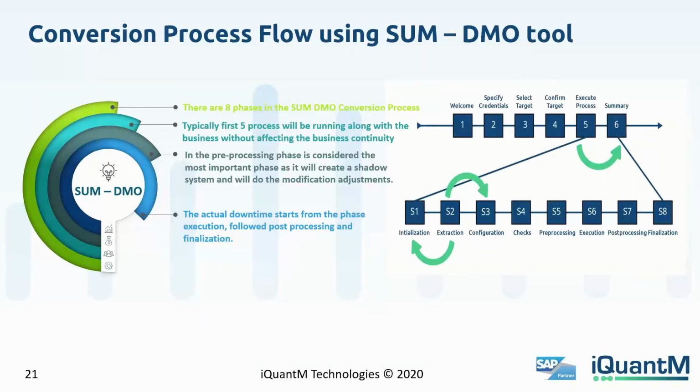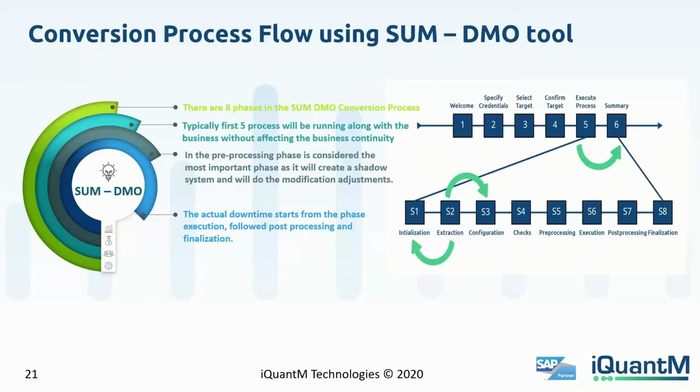So I would like to touch upon what happens during the SUM tool. Basically, the software update manager tool with the DMO is the SAP standard tool which is used for an actual conversion. There are close to 8 phases in the tool, and the first 5 phases would be running along with the system uptime. Basically, we call it SUM uptime. This will be done when users are actually using the system, to make sure the system is technically ready for a conversion. So for example, we will be running it from say Monday to Friday along with the users, and making sure the system is ready for a conversion.